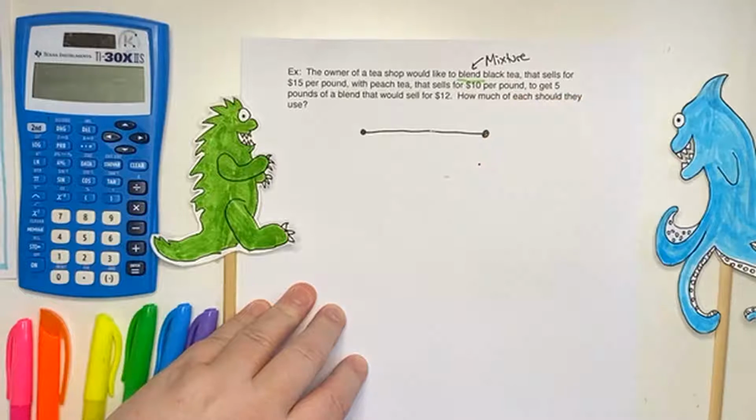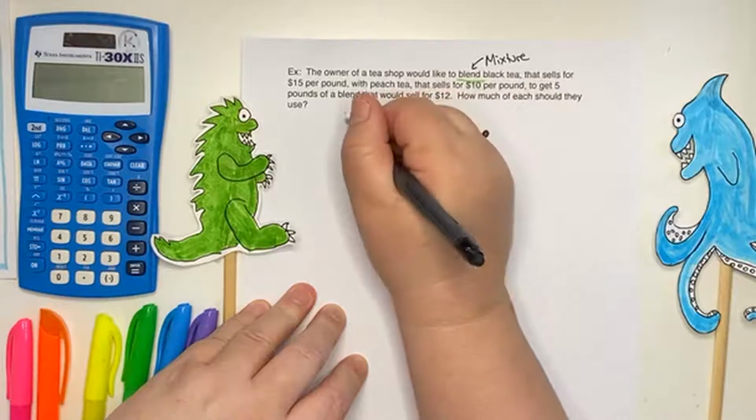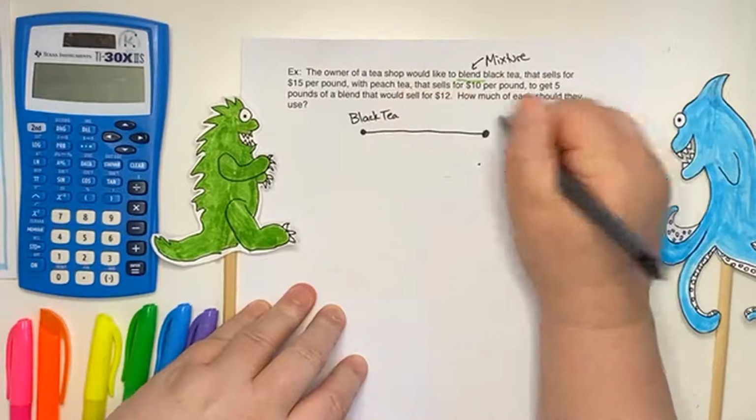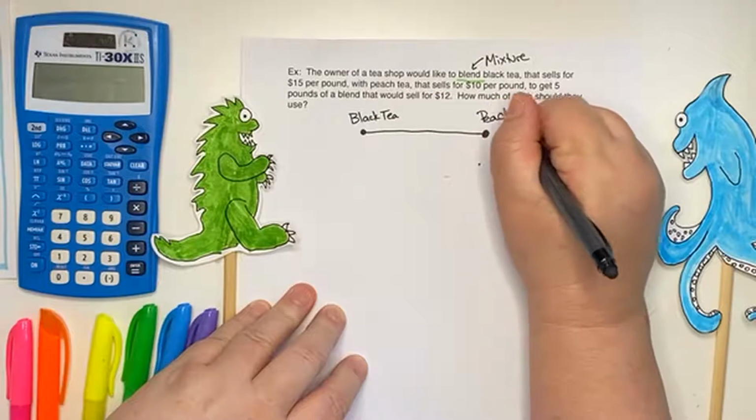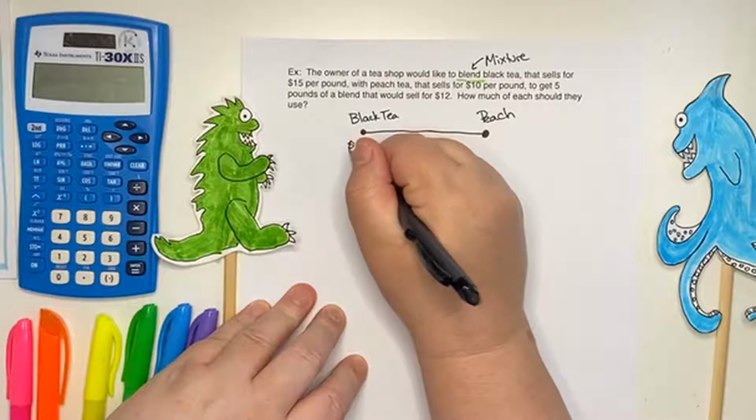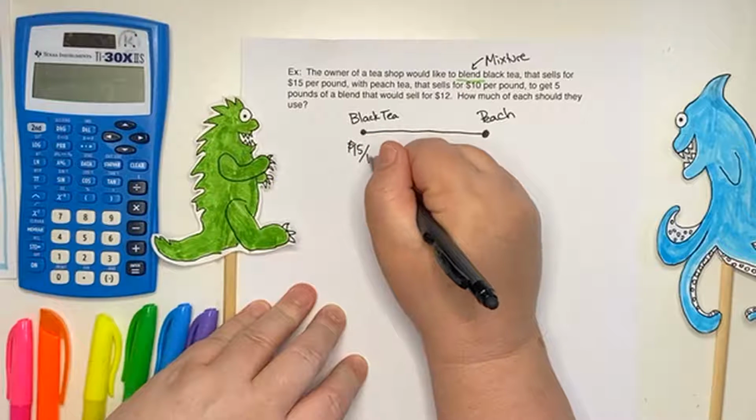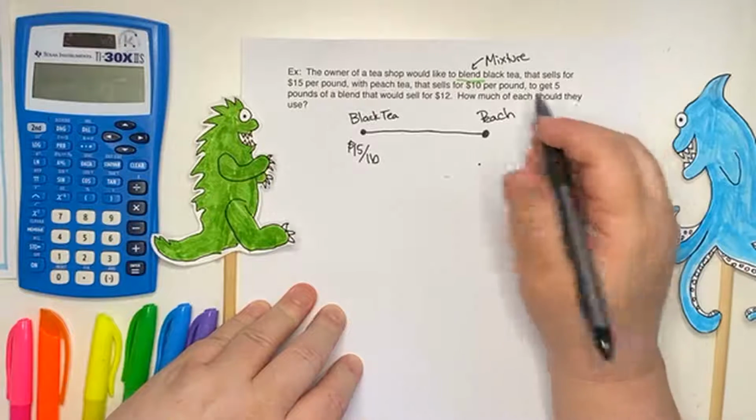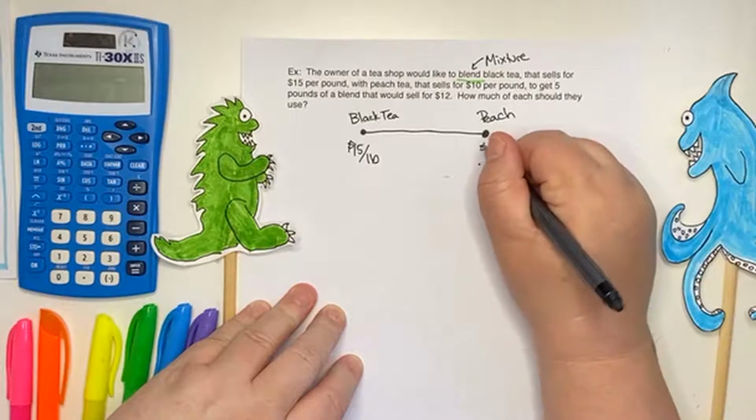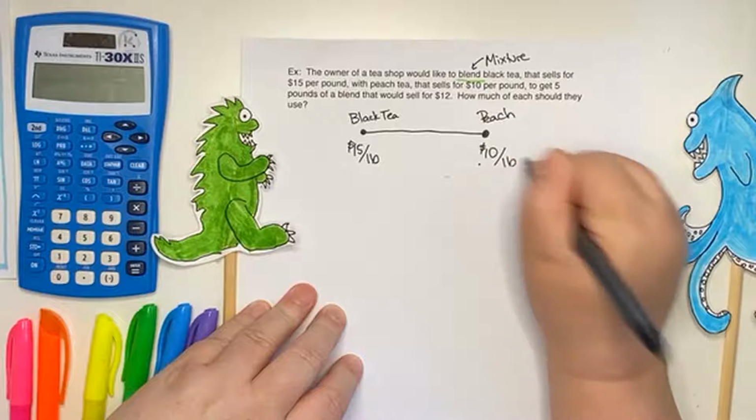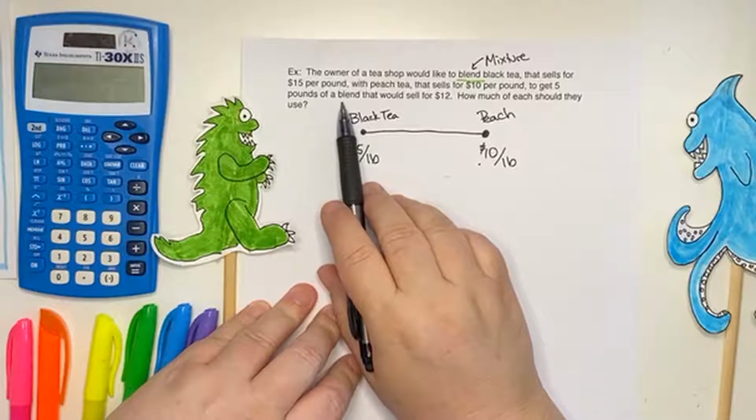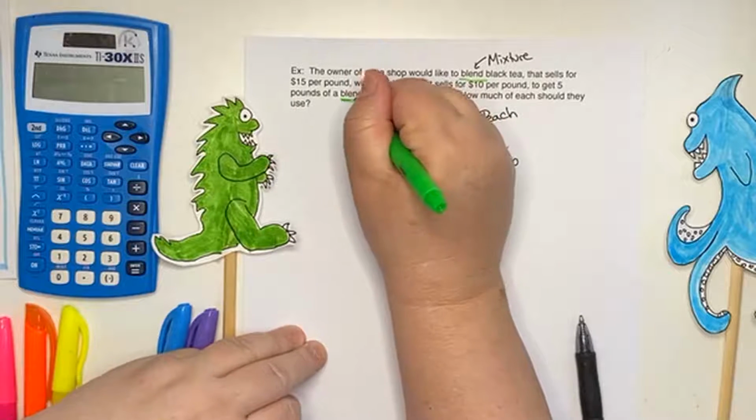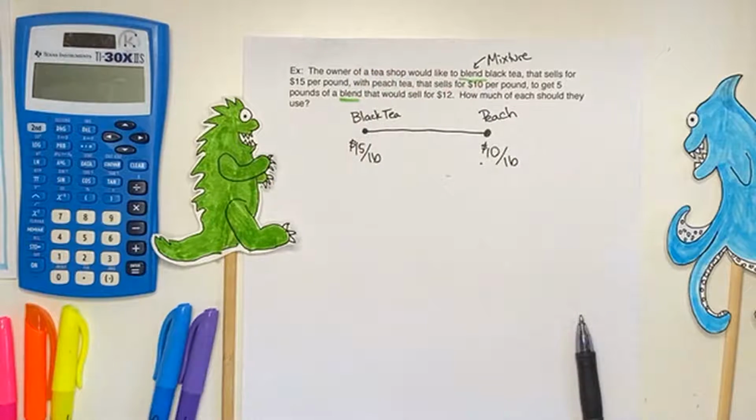So I draw a little line segment here. I've got the black tea here. And I've got the peach tea over here. And the black tea is $15 per pound. Remember that pound can be shortened to LB. And peach tea is $10 per pound. And we want to get 5 pounds of a blend. And again, there's that word blend, which means mixture. That would sell for $12.